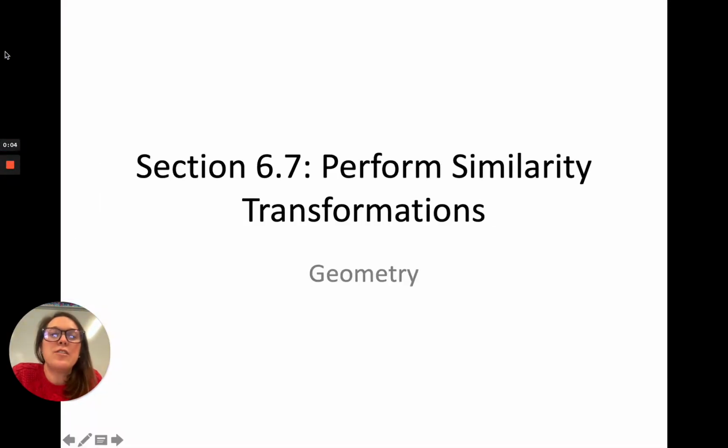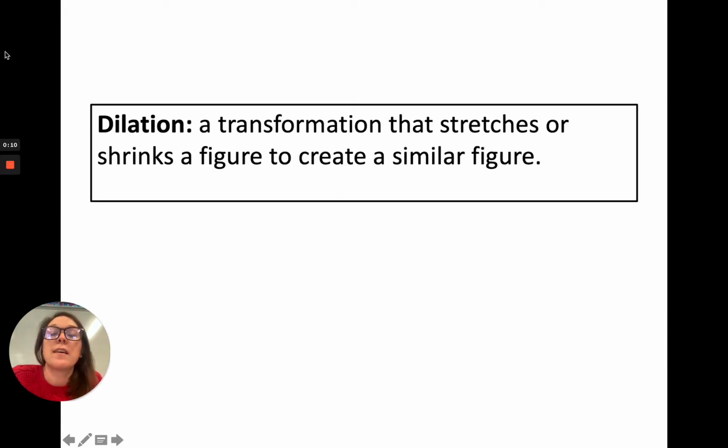We're going to be jumping into section 6.7 today, which is performing similarity transformations. So in chapter 4, you should remember we did 3 different transformations. We specifically focused on translations, which is just shifting a triangle in different locations, right? We did rotations and we looked at reflections. So those transformations kept the shape congruent.